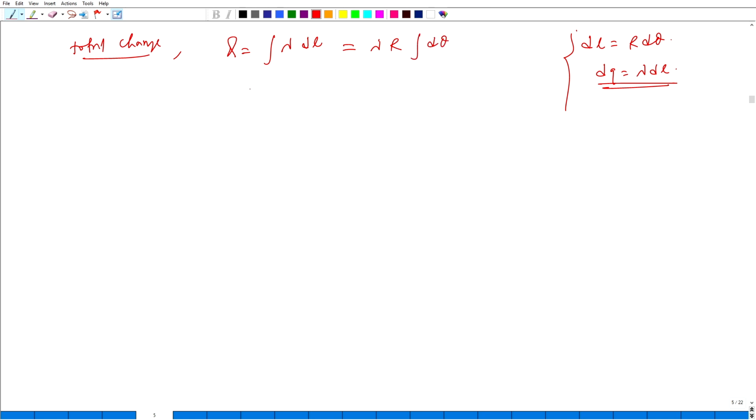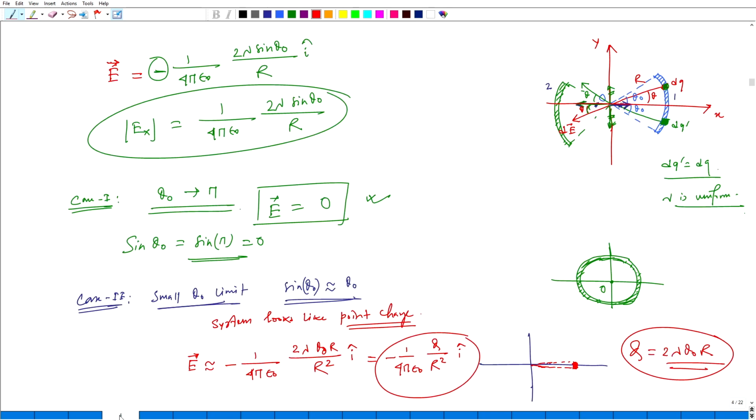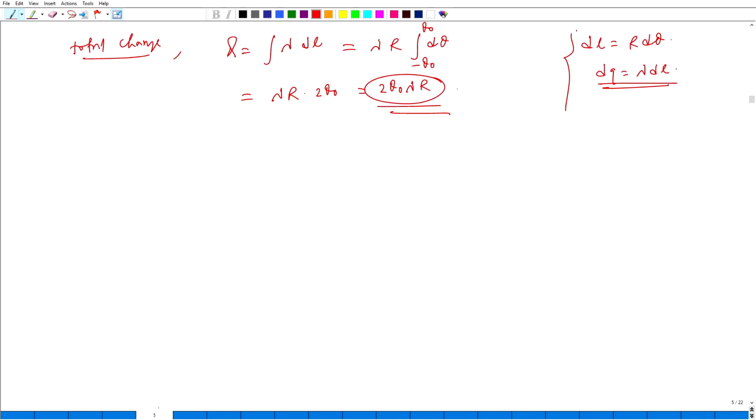What is the limit of the theta? Minus theta naught to theta naught. So lambda r times 2 theta naught, so 2 theta naught lambda r. This is exactly what I got here, so that again confirms that we recover a point charge limit. In this way you always recover a point charge limit in any system.